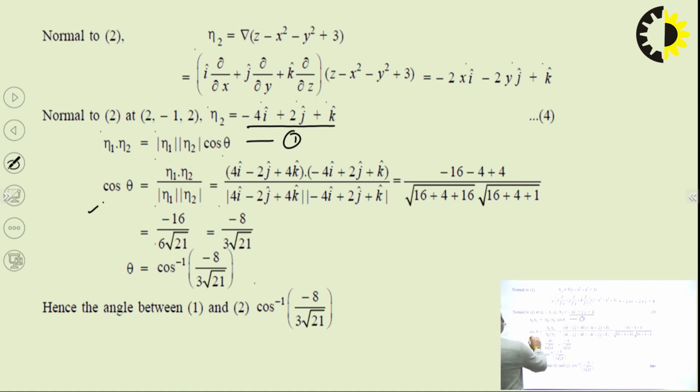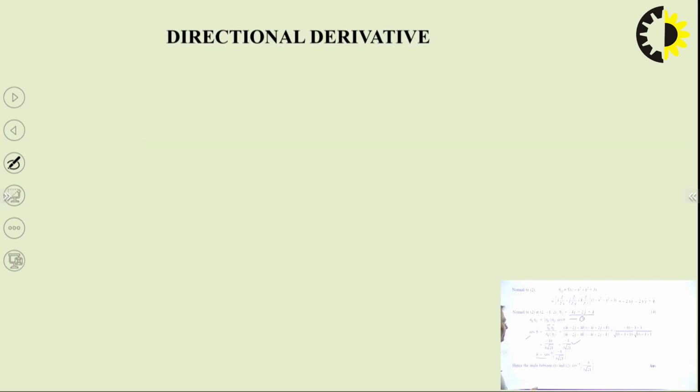With this relation we can have the cos theta value, and we have obviously calculated all the gradient values. By taking all the values we can have cos theta equals, similarly, student, we will have the value in terms of theta: cos inverse of minus 8 upon 3 under root 21, right? So now we can understand the angle between two surfaces, we can have the gradient of the surface, right?